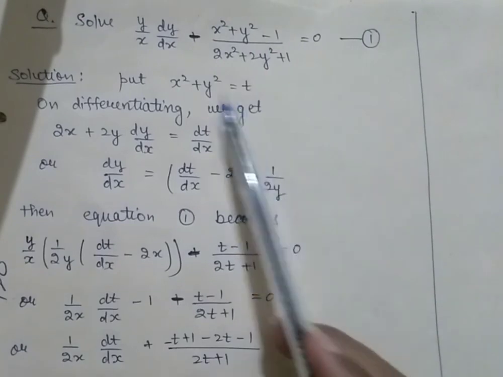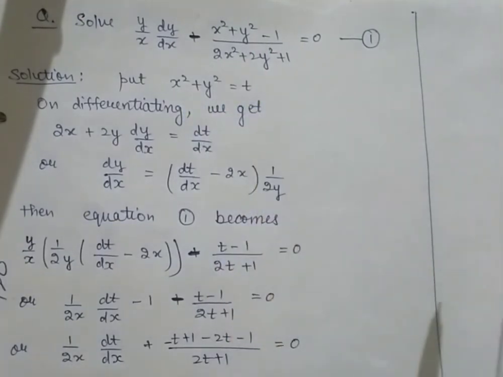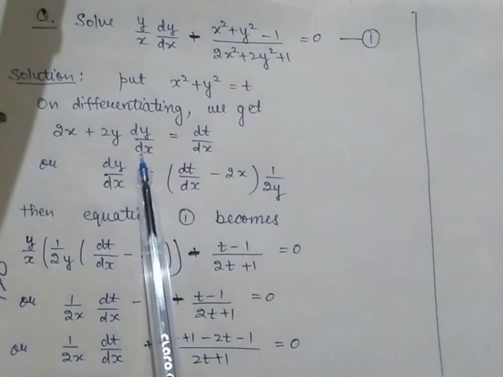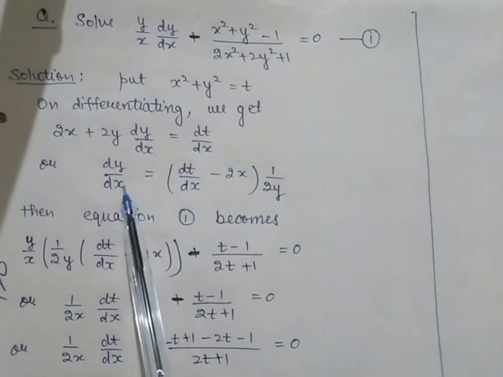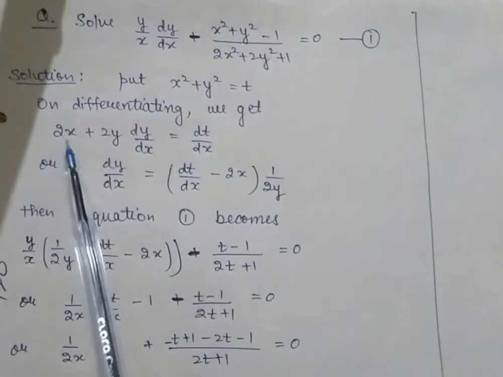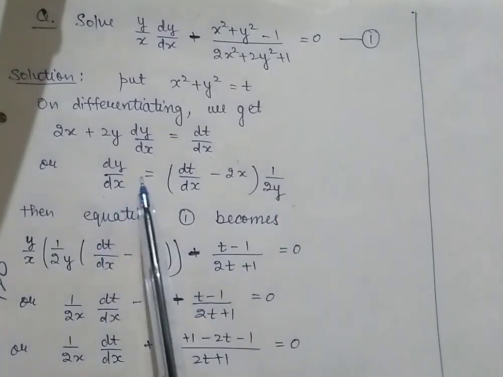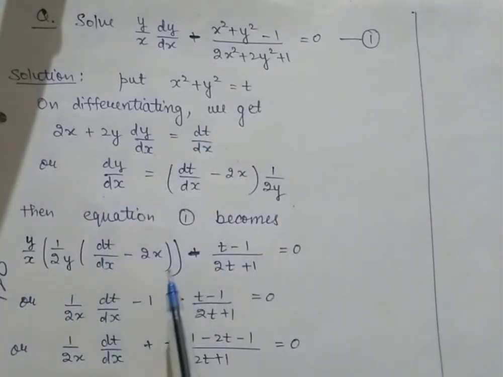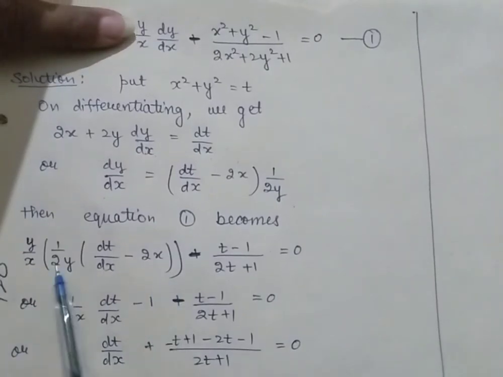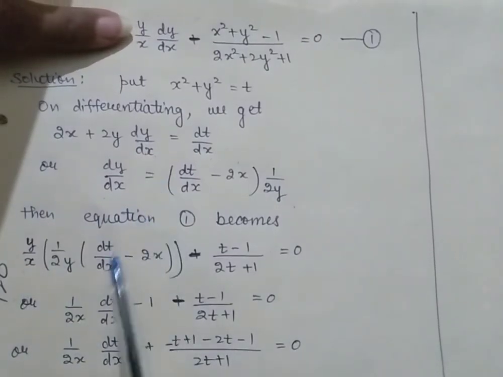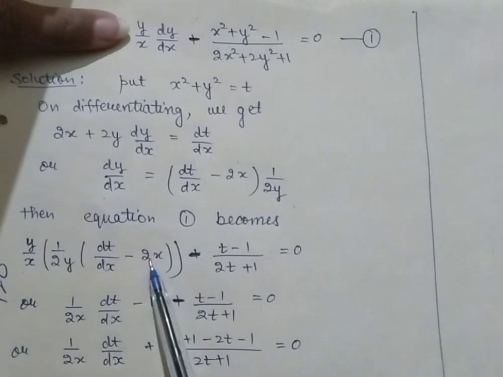Now we differentiate x square plus y square equal to t with respect to x. Then we get 2x plus 2y dy by dx equal to dt by dx. We want dy by dx. dy by dx is (dt by dx minus 2x) divided by 2y. Now we substitute dy by dx in equation 1. So equation 1 becomes y by x, and in place of dy by dx, I write (dt by dx minus 2x) divided by 2y.